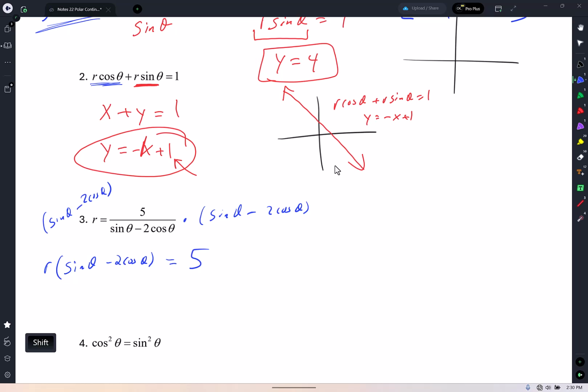Does that make sense so far? Yes. Distribute. Okay, don't let me forget this, guys, because without that, we can't access the lab. Distribute the r. So we're going to have r sine theta minus 2r cosine theta equals 5.